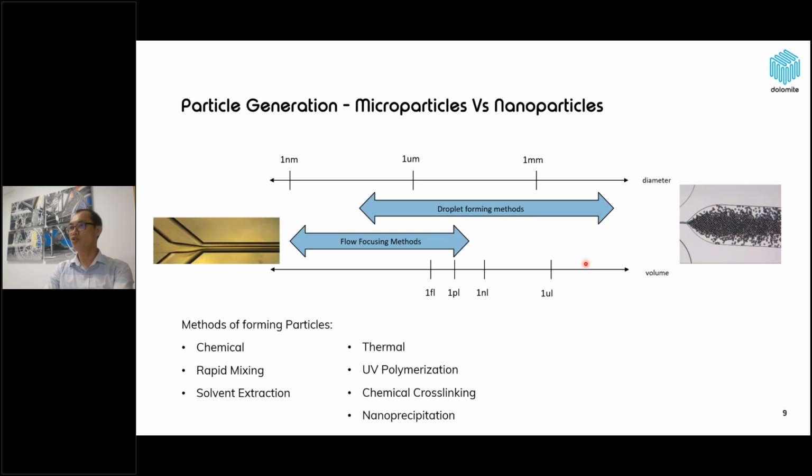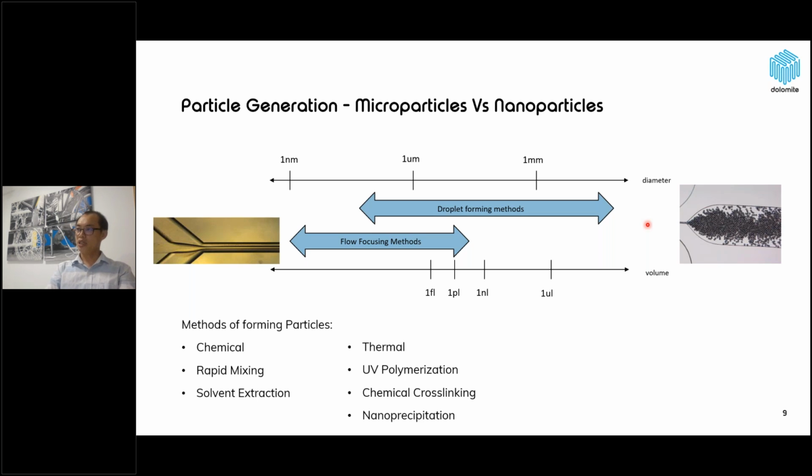There are two ways to make particles of different sizes, micro size and nano size, by using microfluidics. For microparticle formulation, we use the droplet forming method. So we make the emulsion or droplets by introducing two immiscible liquids into the chip junction, and then the particles can be formed by various methods like chemical or rapid mixing, solvent extraction, thermal treatment, UV polymerization, chemical cross-linking, or nanoprecipitation.